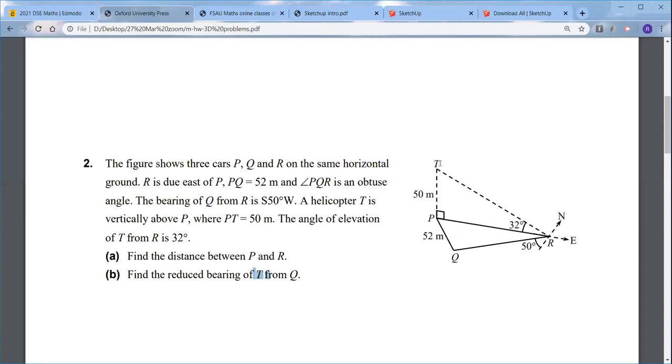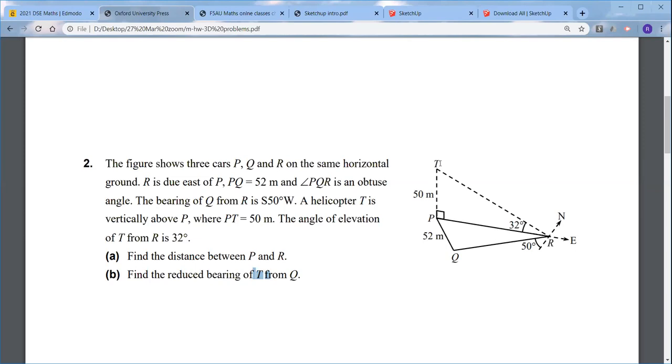All right, but T does not lie on the horizontal ground. T is an elevated point. It is a helicopter. It is above the ground. All right. So I think I didn't talk about it very clearly. I didn't talk about how you measure the bearing of an elevated point, right?